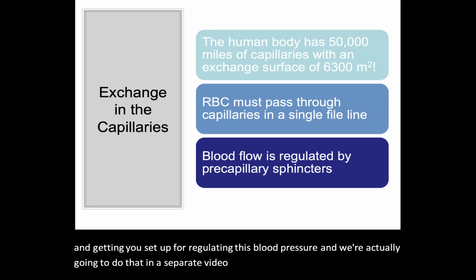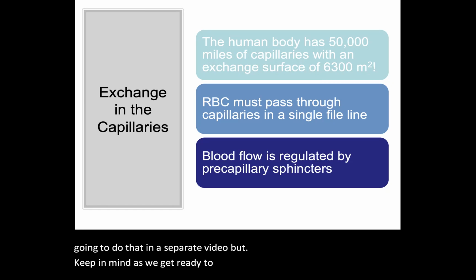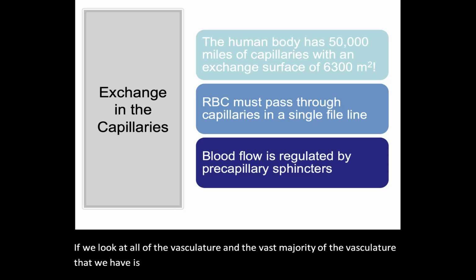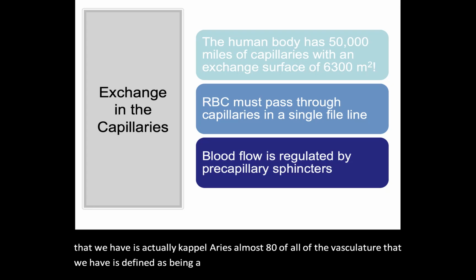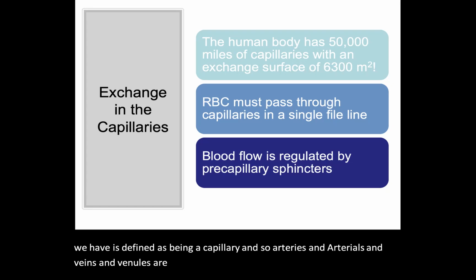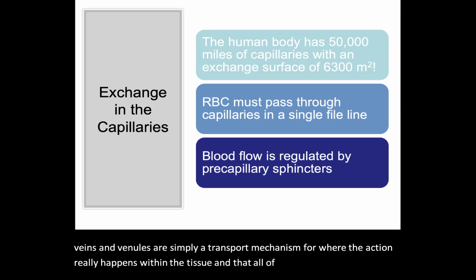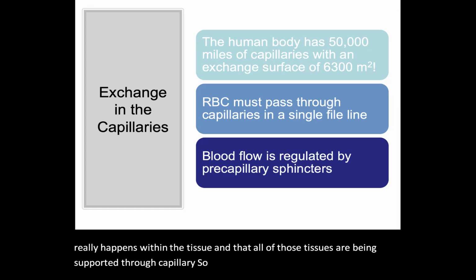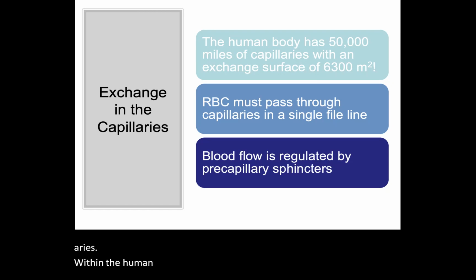But keep in mind as we get ready to think about this, if we look at all of the vasculature, the vast majority of the vasculature that we have is actually capillaries. Almost 80% of all of the vasculature that we have is defined as being a capillary. And so arteries and arterioles and veins and venules are simply a transport mechanism for where the action really happens within the tissue, and all of those tissues are being supported through capillaries. So there's about 50,000 miles of capillaries within each adult human body.